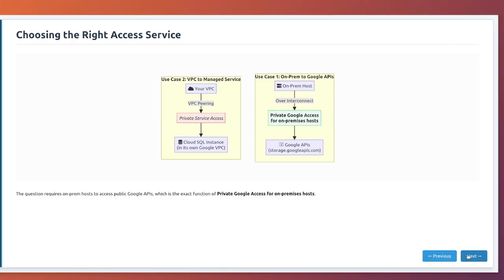Private service access is used for a different purpose. It allows your VPC to connect to a Google-managed service that has its own VPC, like a Cloud SQL instance. This is for VPC to Google service VPC communication, not on-prem to Google API communication. Therefore, any option that includes private service access is incorrect for solving this problem.